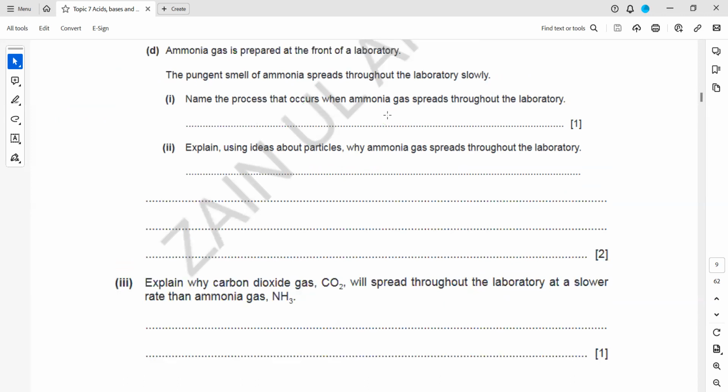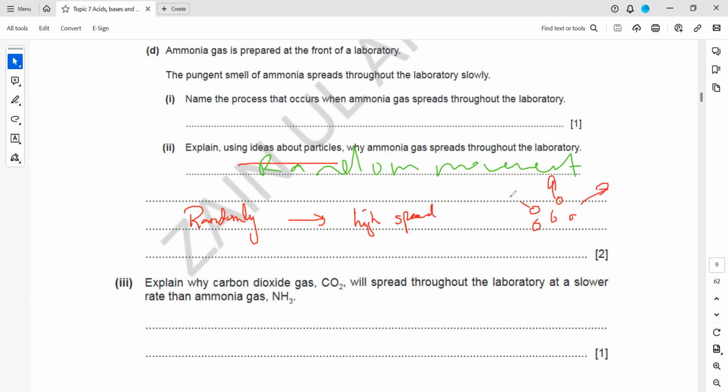Explain, using the idea about particles, why ammonia gas spreads out throughout the lab. First thing, because it's a gas, how are the particles moving? The particles are moving randomly. And as they are moving randomly, they collide with each other, change direction and spread out. So there is random motion and continuous collision. Gases are moving randomly at high speeds, the particles in the gas. So they're moving randomly, at high speed, colliding, changing direction. That's why the gas diffuses much faster than a liquid.